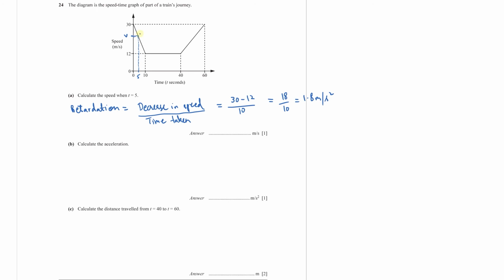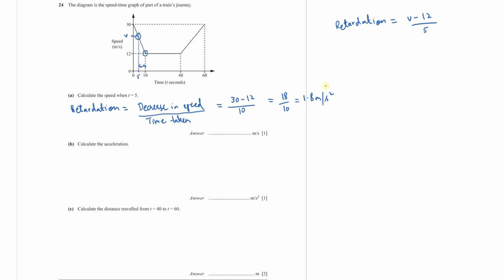So now let's calculate the gradient using this point, whose y coordinate is v and x coordinate, the time, is 5, and this other point, whose x coordinate is 10 and y value, which is the speed, is 12. So again, your retardation will be equal to the decrease in speed. So speed decreased from v to 12. So your decrease was v minus 12, and now your time taken is this much, which is 5 seconds.